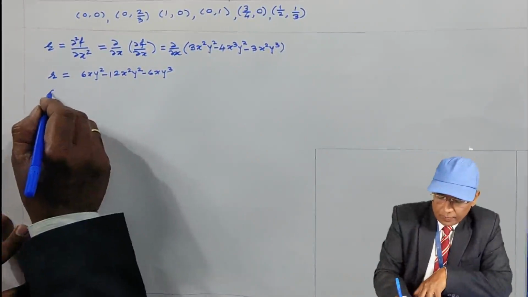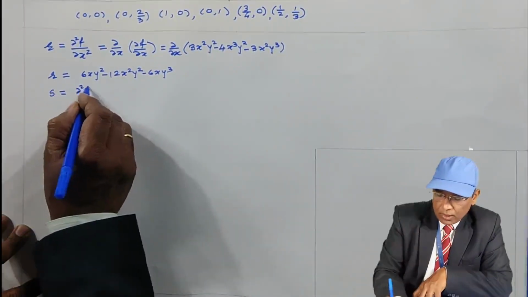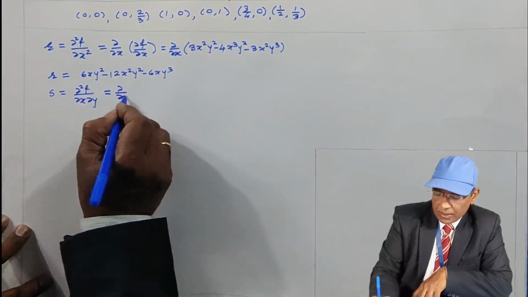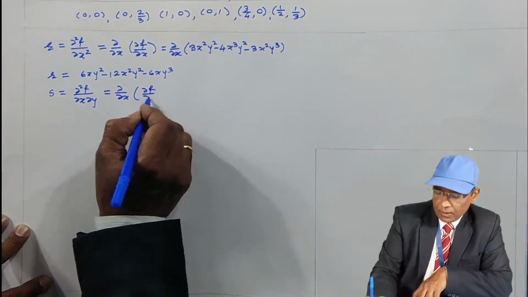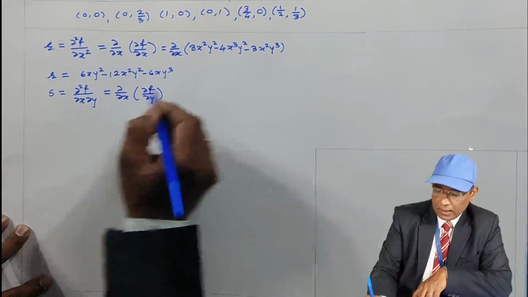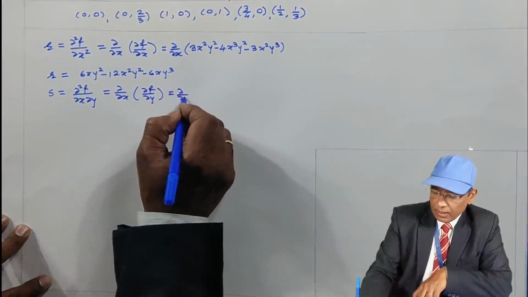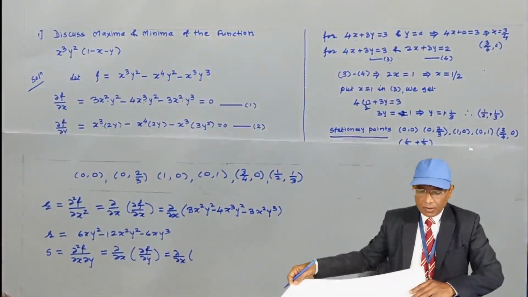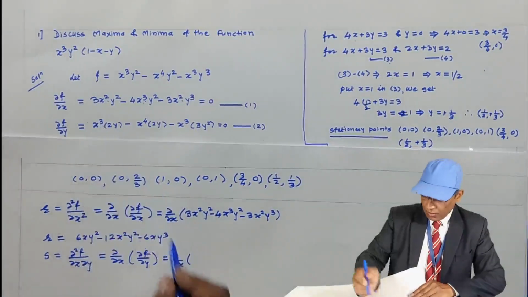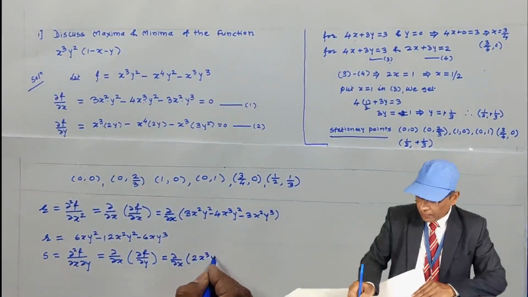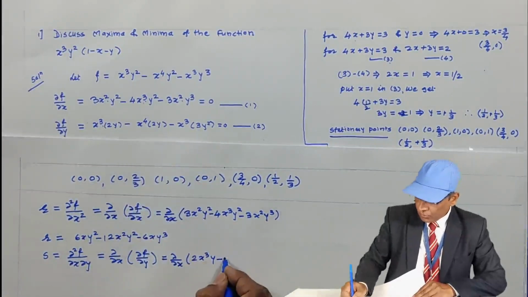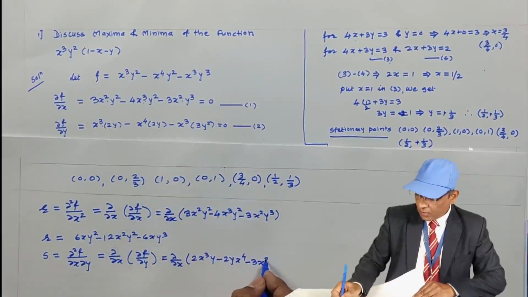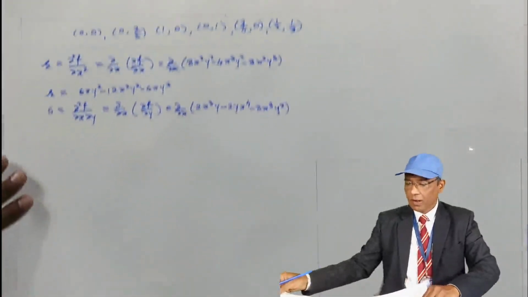Now, s I am going to calculate. S is equal to del 2 f by del x del y. This can be split in this way: del by del x of del f by del y, and del f by del y we have already calculated. See, del f by del y, where is del f by del y? This is del f by del y: 2x cube y minus 2y x to the power 4 minus 3x cube y square. Okay, this is del y.